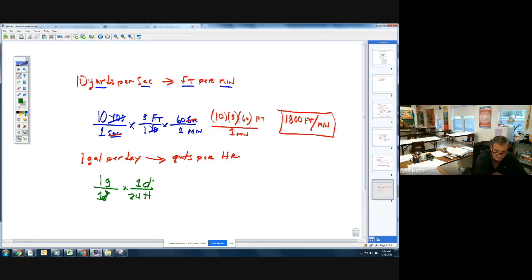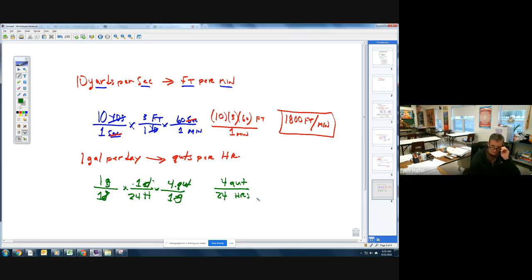So now my days are gone. And then I'm going to change gallons into quarts. Since gallons is on top there, it goes on the bottom here. Quarts goes up here. There are 4 quarts in 1 gallon. If you look at Mr. Gallon, that's what he says. So now gallons are gone. Okay, I have now quarts per hour. 1 times 1 times 4 is 4 quarts on top. On the bottom, I have 24 times 1 times 1. It is 24 hours.